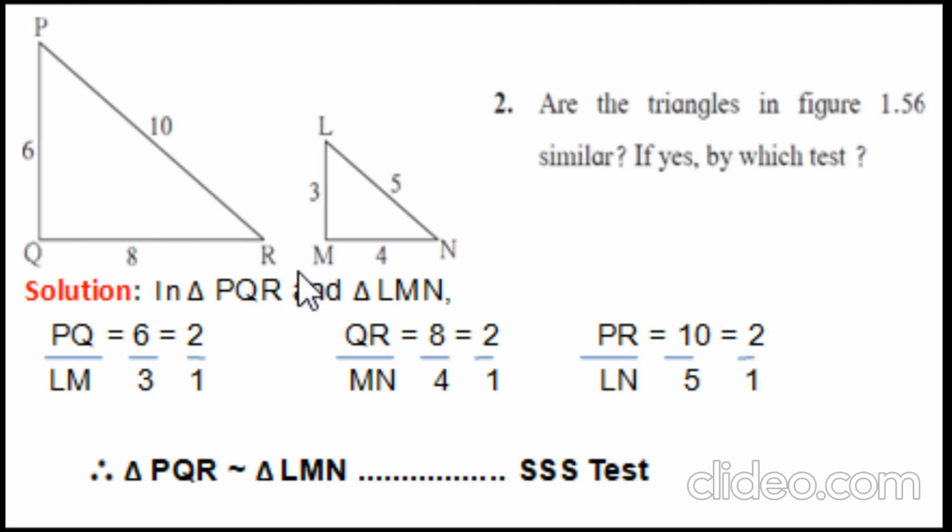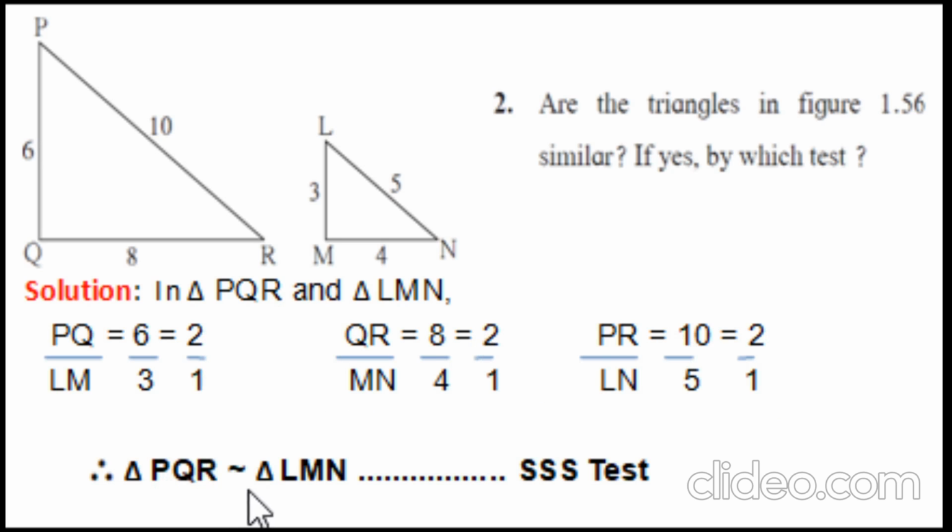Now in triangle PQR and triangle LMN, only the measures of the sides are given. So what we are supposed to do is take the ratios of these sides. PQ upon LM is equal to 6 upon 3, which is 2:1. Then QR upon MN is 8 upon 4, which is 2:1, and then PR upon LN is equal to 10 upon 5, which is 2:1. Therefore, the ratio of the sides is equal, 2:1, 2:1, 2:1.